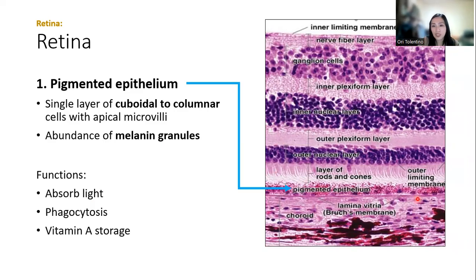It is dark. It has different functions. First, because of its color, it absorbs light rays and prevents them from reflecting back through the retina and producing glare.